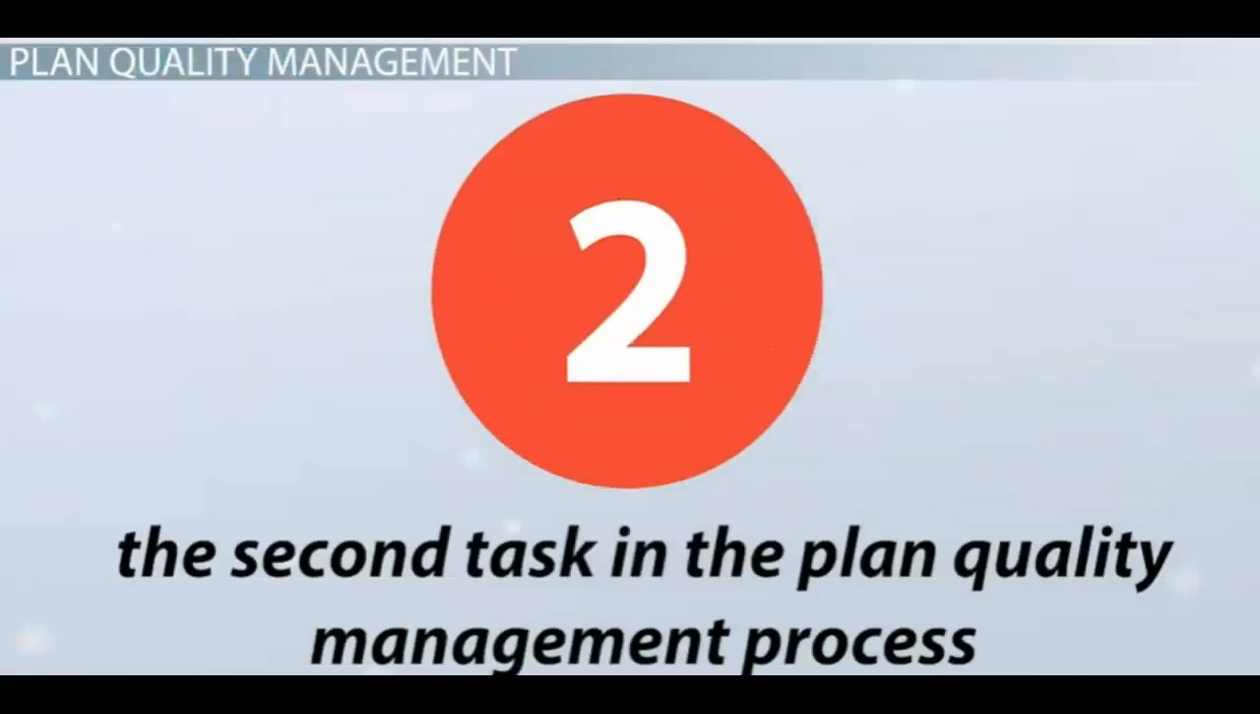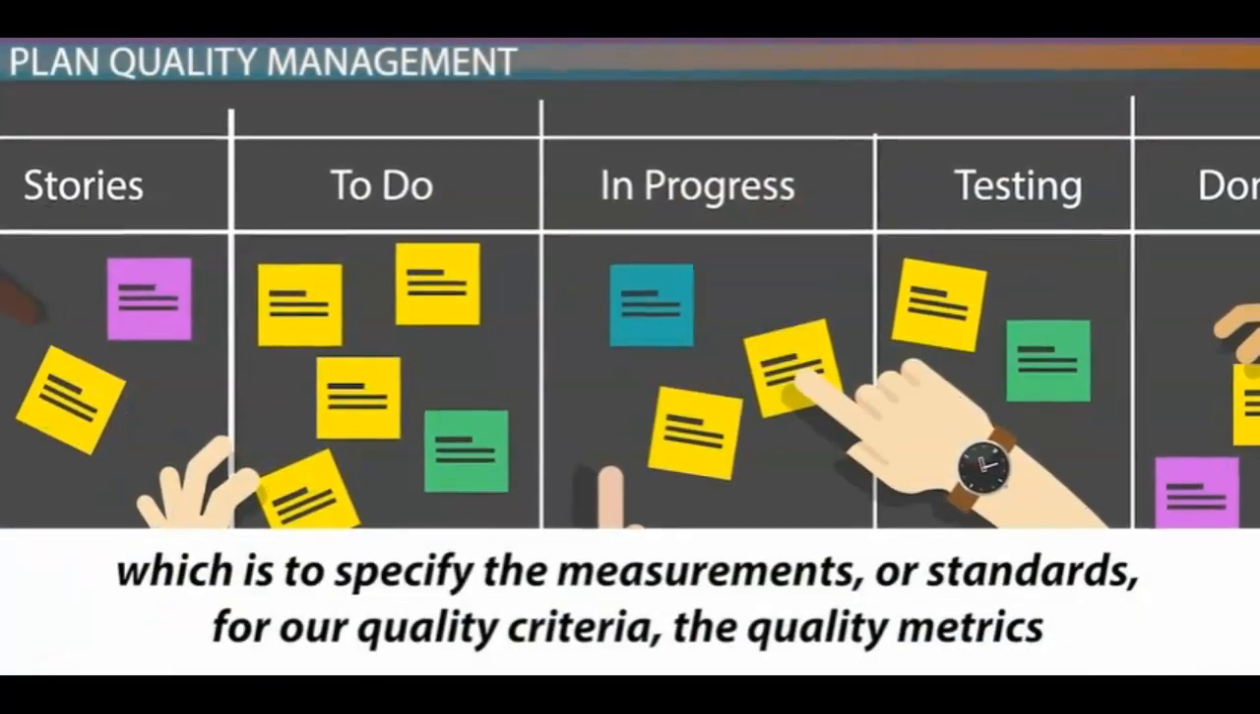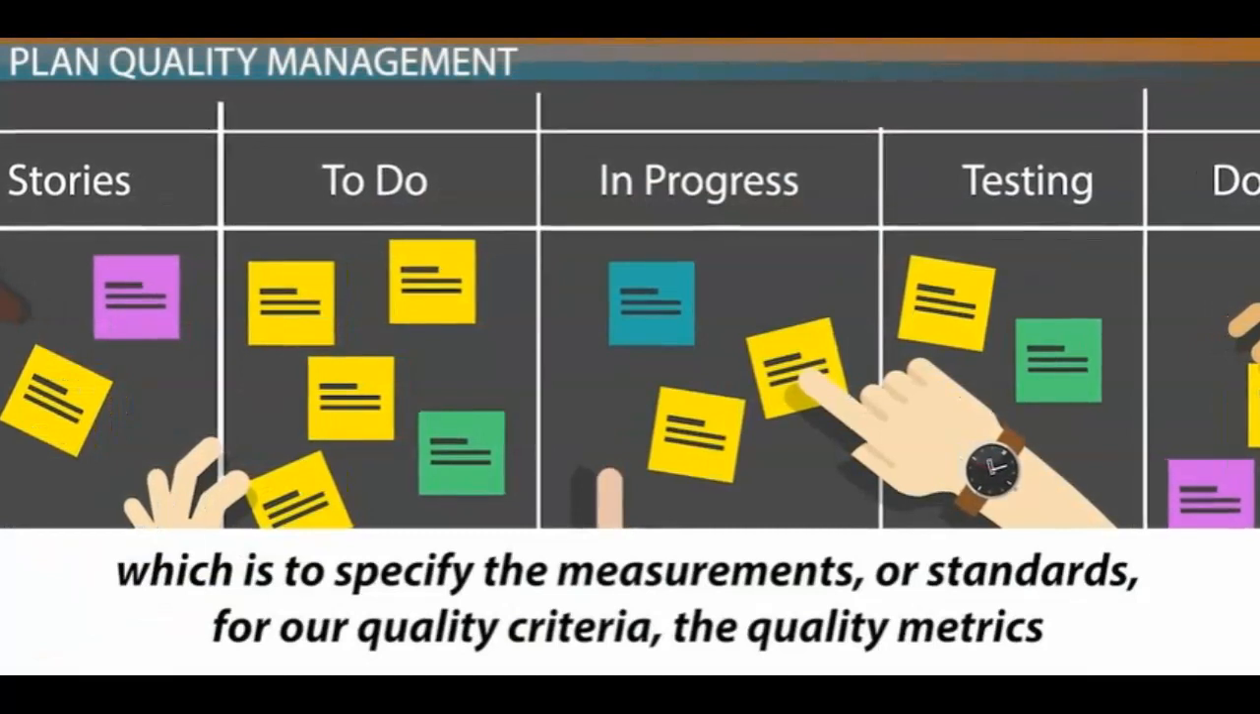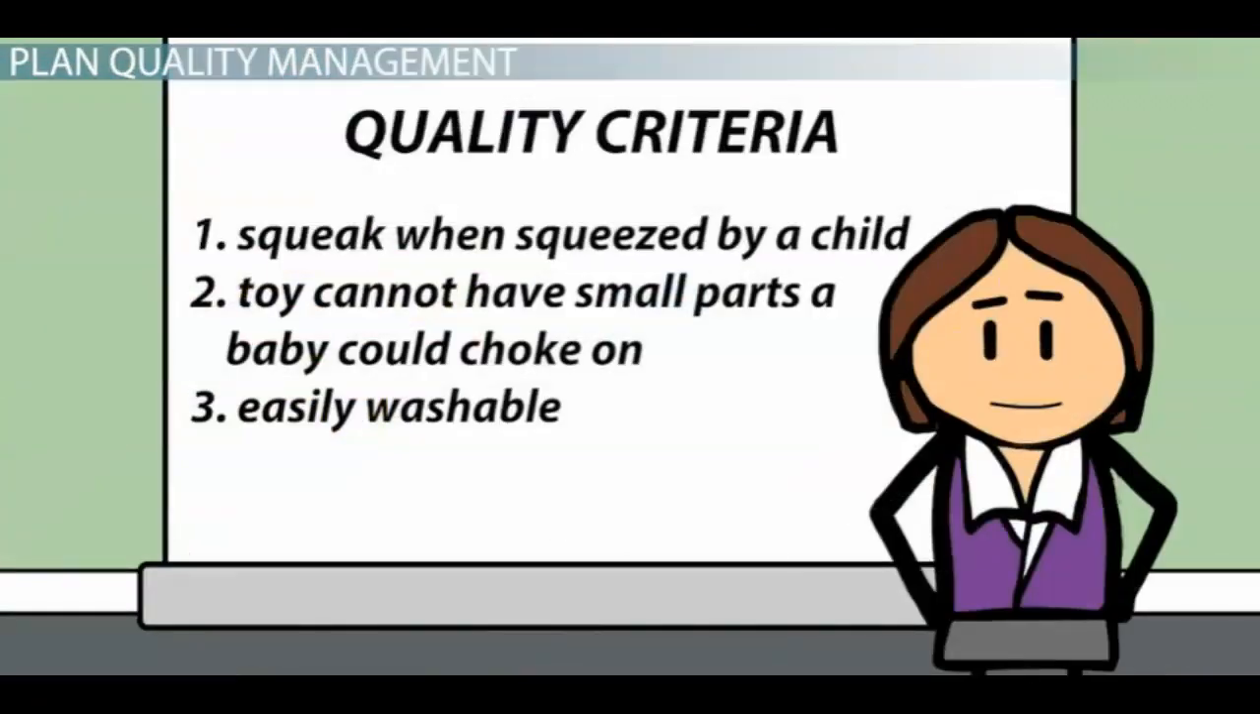Now that we have our criteria, let's move on to the second task in the planned quality management process, which is to specify the measurements or standards for our quality criteria, the quality metrics. For quality metrics, we want to determine the acceptable levels of quality. Our new toy has 3 criteria, so let's look at each one and determine what standard to set for each.